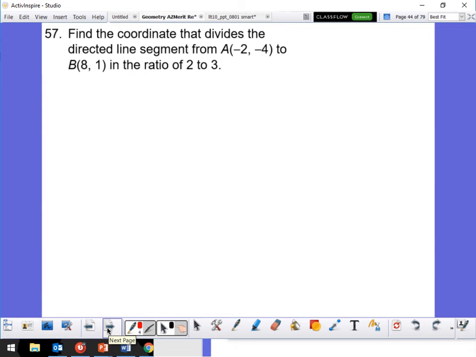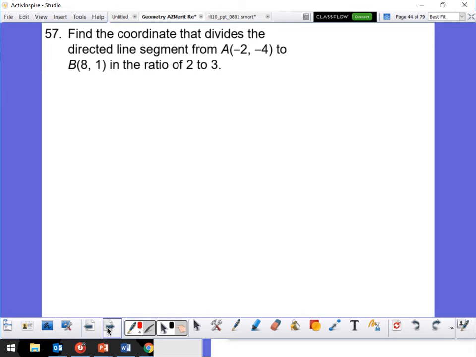Find the coordinate that divides the directed line segment from this to this in a ratio of 2 to 3. I'm going to tell you guys right now, this is not something that we're going to cover in this class. But I'm going to show you a way of doing it. We're not doing it in this class.